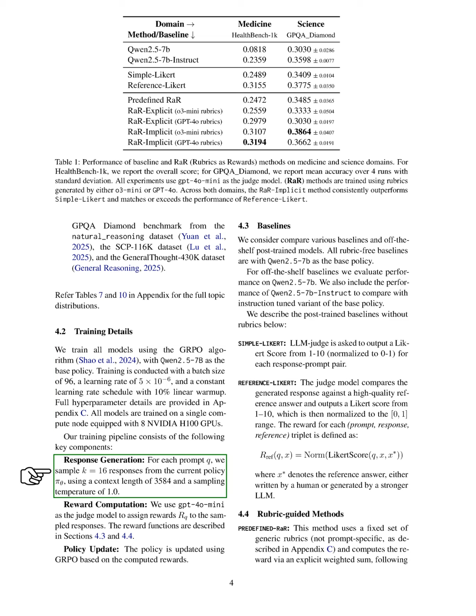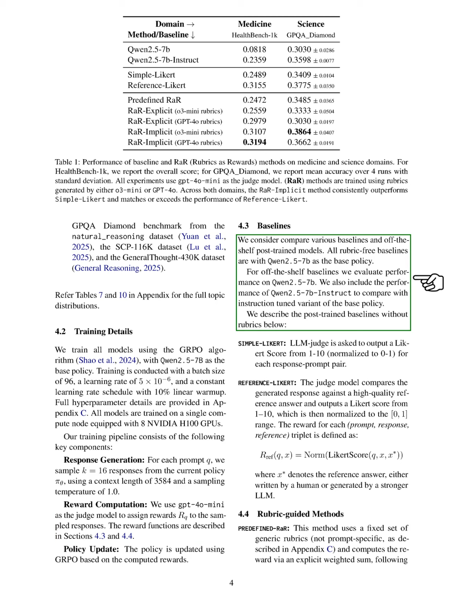Our training pipeline includes generating responses, where we sample 16 responses for each prompt using a context length of 3,584 and a sampling temperature of 1.0. We then compute rewards using the GPT-4o mini model to evaluate these responses. We compare our results against various baselines and off-the-shelf models, all using Qwen 2.5-7b as the base policy. We also assess the performance of an instruction-tuned variant, Qwen 2.5-7b Instruct.